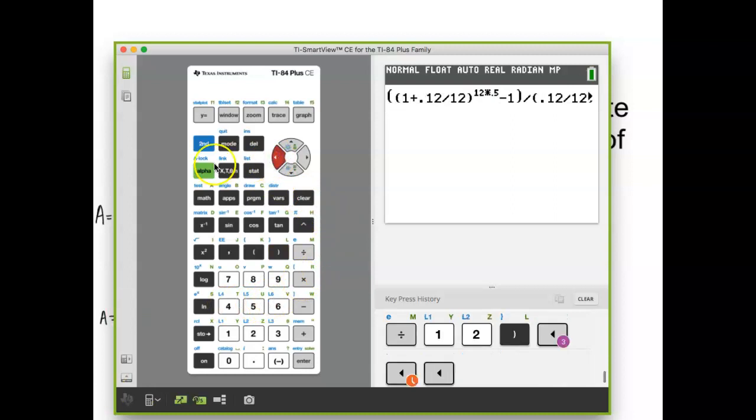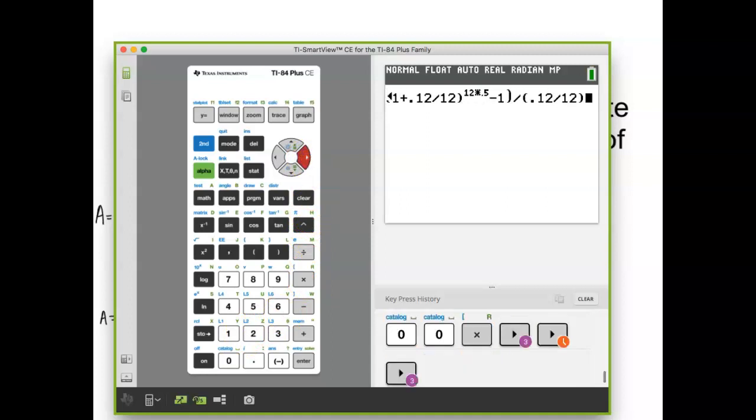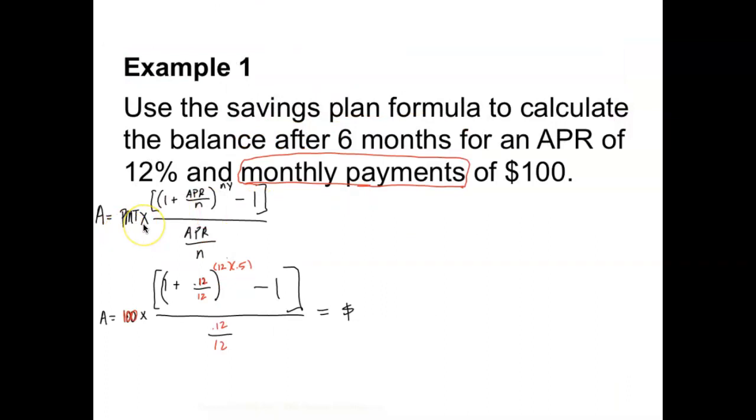If you didn't know this, you can always do an insert, which is second delete, and that'll put it before where your cursor is. There we go. Sorry, I realized I just wrote on my iPad, but I wasn't sharing that with you. So I included this, which I missed in the first one. We're supposed to have our payment at the beginning as a multiplier.